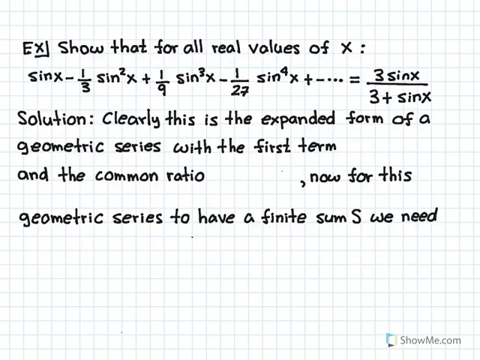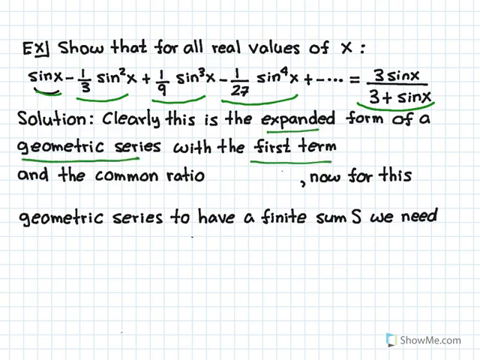Here we have: show that for all real values of x, sine x minus 1/3 sine squared x plus 1/9 sine cubed x minus 1/27 sine to the 4th x plus dot dot dot. The total sum of this series is 3 sine x divided by 3 plus sine x for all values of x. Now clearly this is an expanded form of a geometric series.